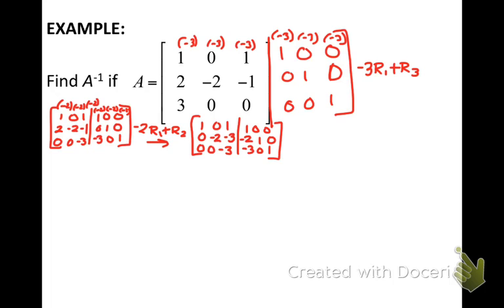Yeah, so we don't have to change the right side of the matrix, because that's going to be our answer. So you just got to keep doing the right operations and do your arithmetic right over there. Okay.